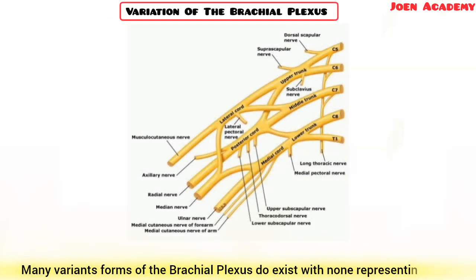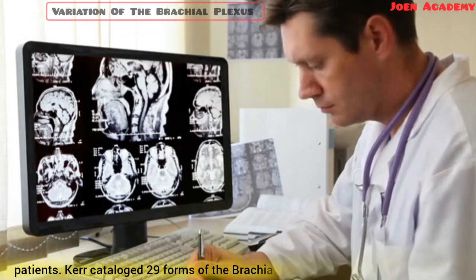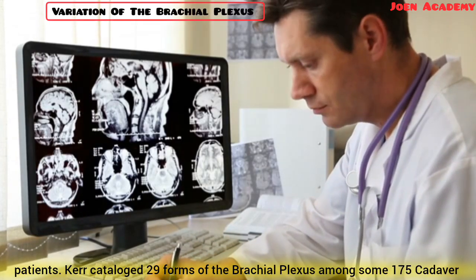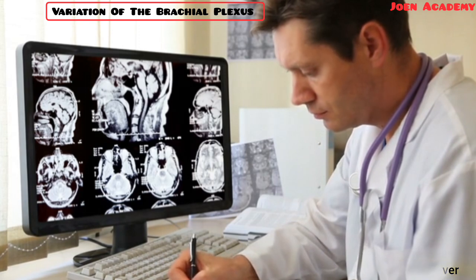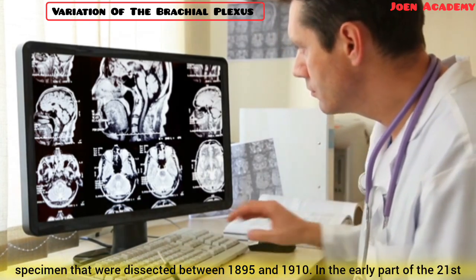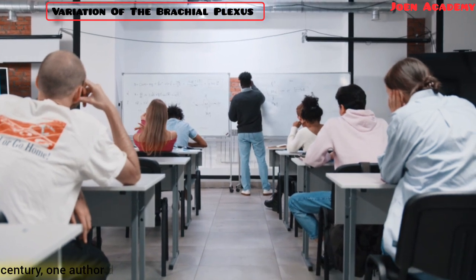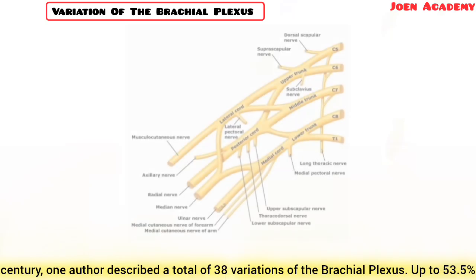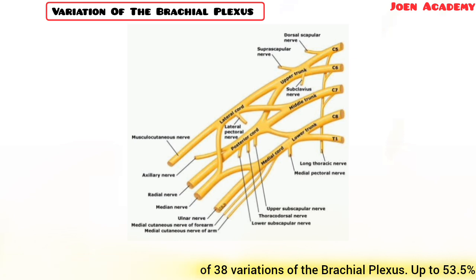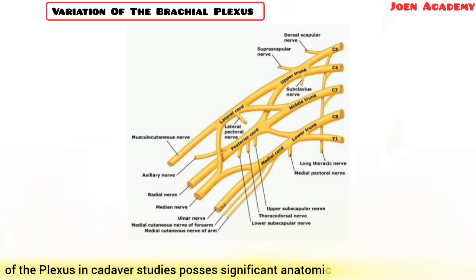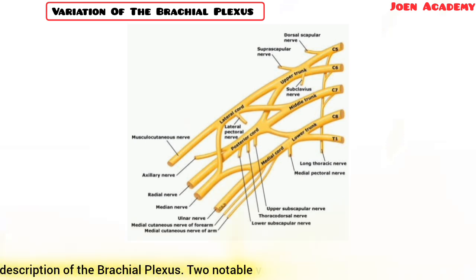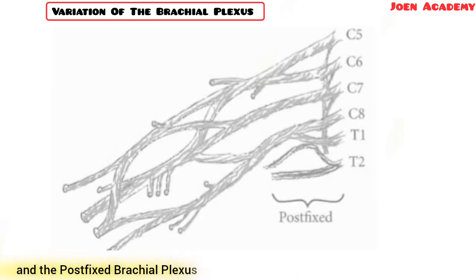Many variant forms of the brachial plexus do exist, with none representing most patients. Kerr catalogued 29 forms of the brachial plexus among some 175 cadaver specimens that were dissected between 1895 and 1910. In the early part of the 21st century, one author described a total of 38 variations of the brachial plexus. Up to 53.5% of the plexuses in cadaver studies possess significant anatomic variation from the classic description of the brachial plexus. Two notable variants are the prefixed brachial plexus and the postfixed brachial plexus.